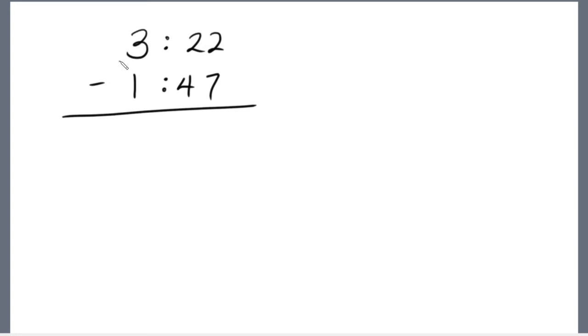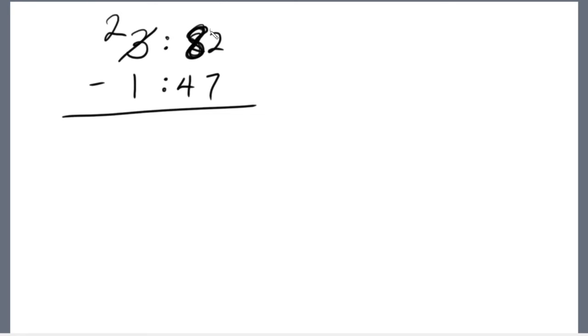We're going to borrow. We're going to borrow an hour. So we take 1 hour away from the 3, and instead of adding a 10 or a 100, we're going to add 60 to this 22 because we took an hour away from the 3 hours. We're going to convert that to minutes, and that's going to make this become 82 because we added 60 to it. Now we can subtract as normal.